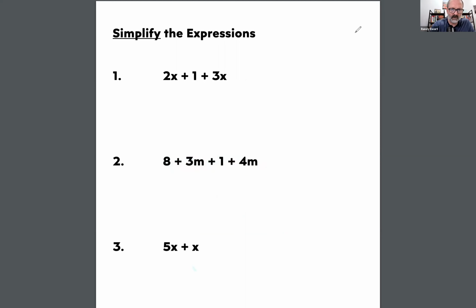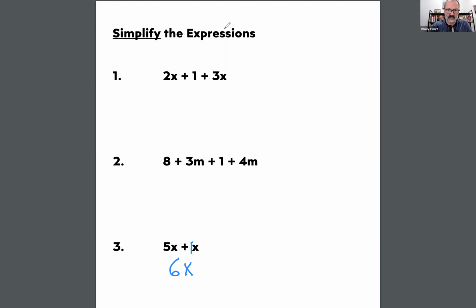And so now let's try one last problem. This one's a bit of a trick question here. This is why I put it in here. When you have just an x, that's like saying 1x. So now I have 5x plus 1 more x. So what do I have? I have 6x. That is simplified.